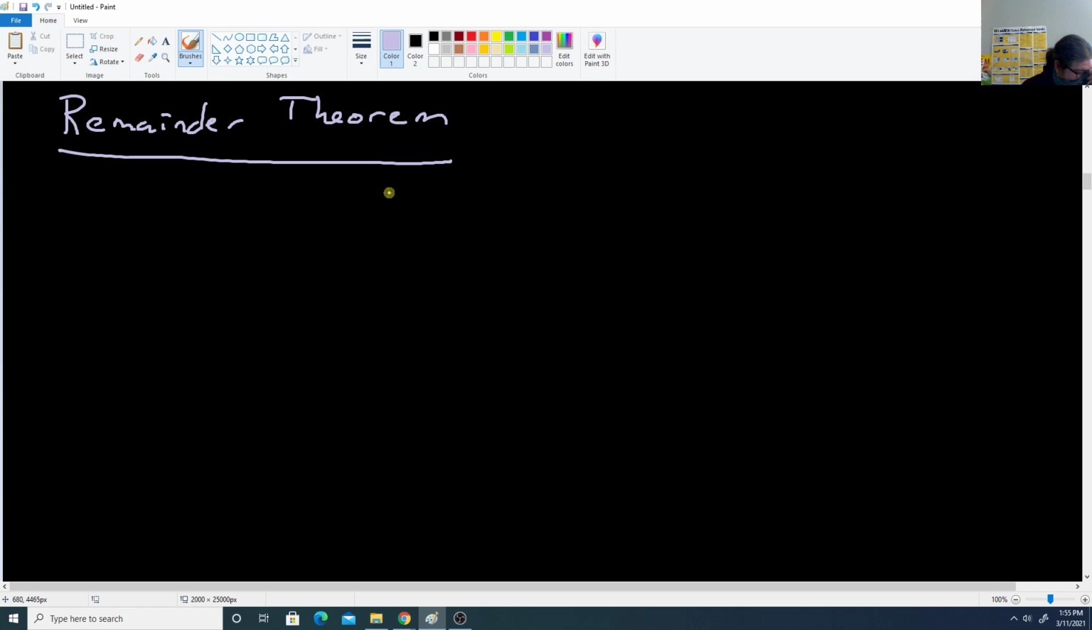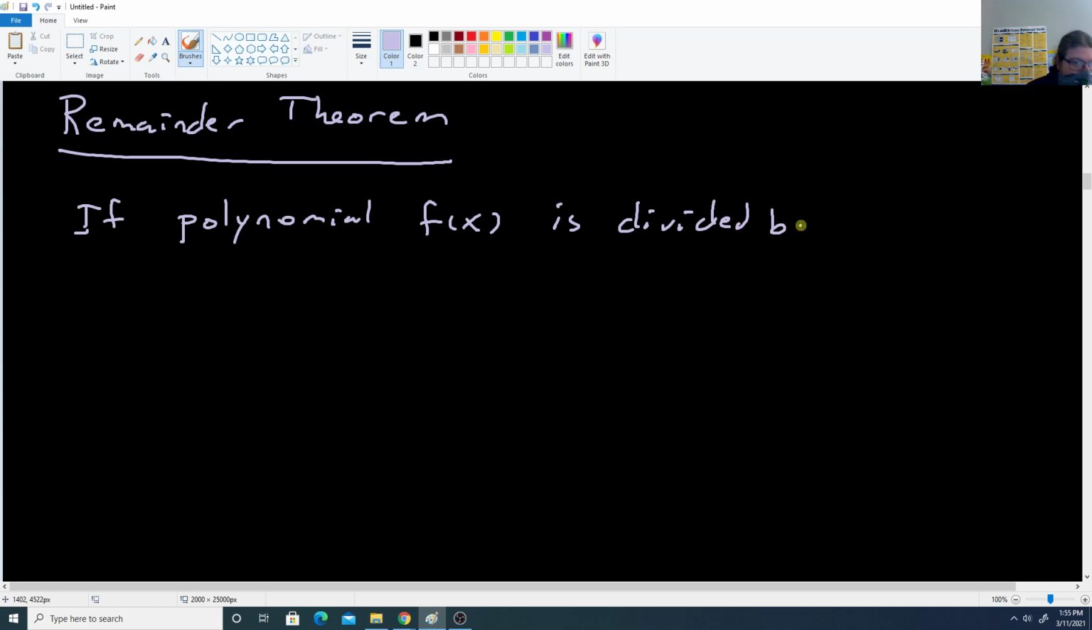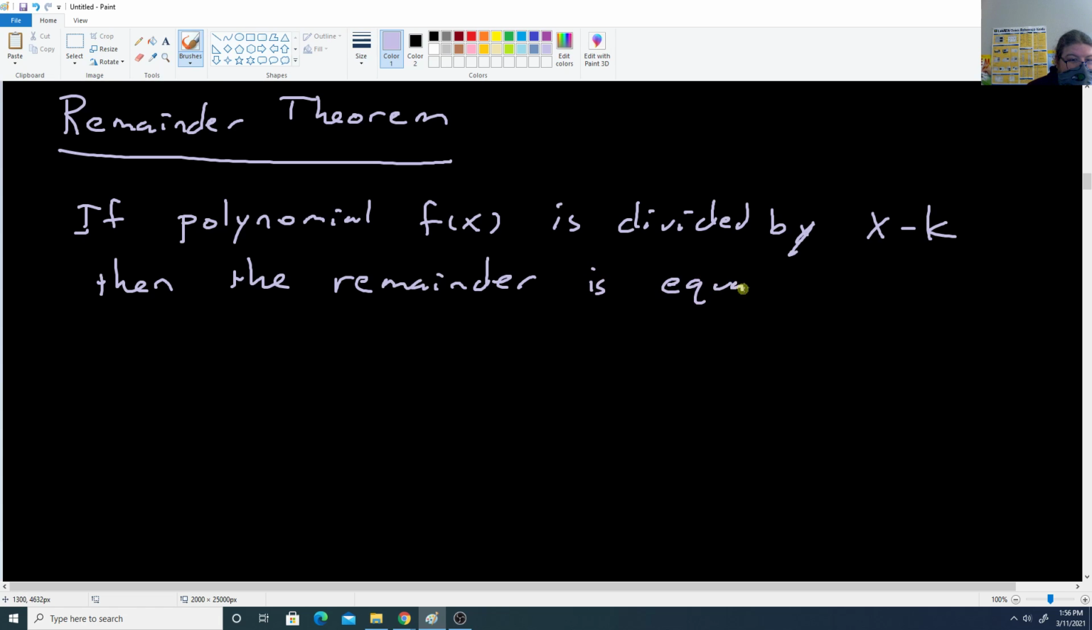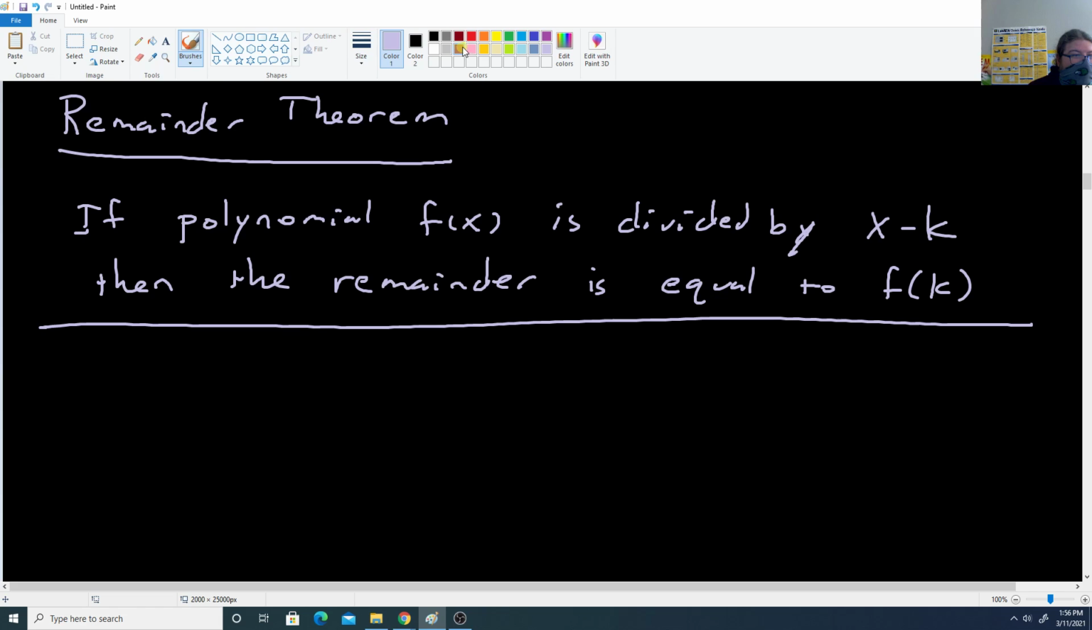What the remainder theorem says is if the polynomial f of x is divided by x minus k, then the remainder of that division is equal to the output of the function f when the input is k. So we'll show you how to use the remainder theorem real quick.